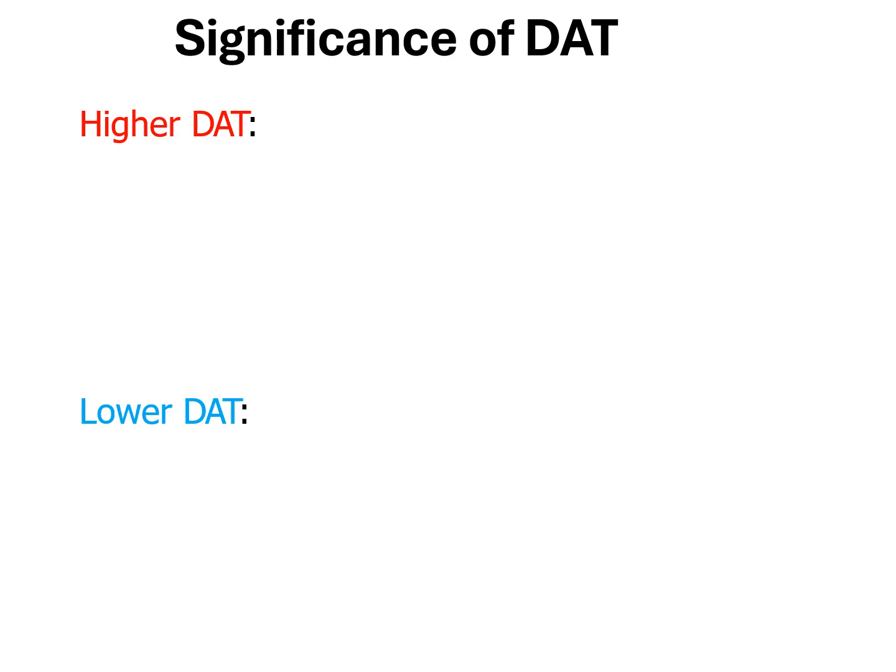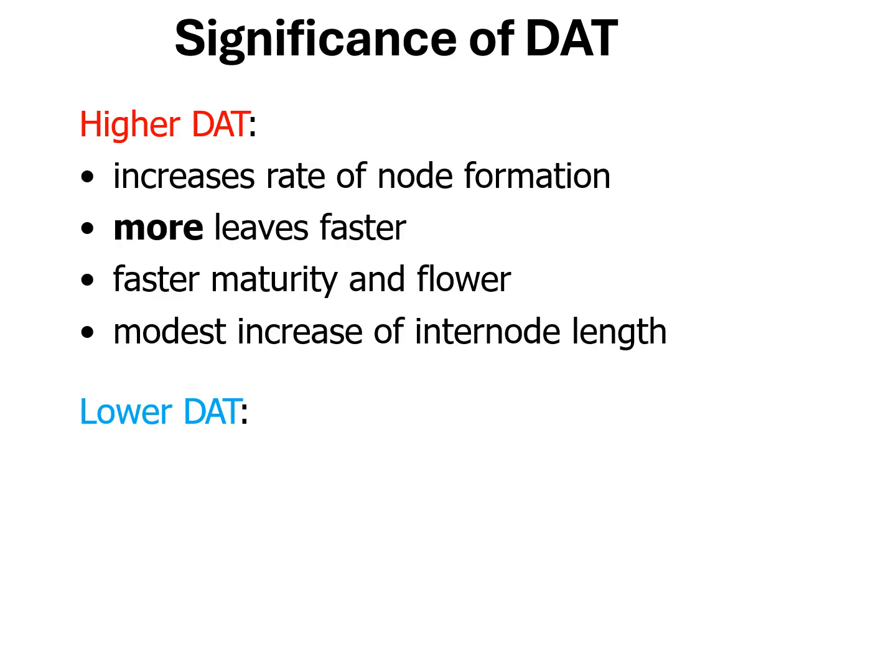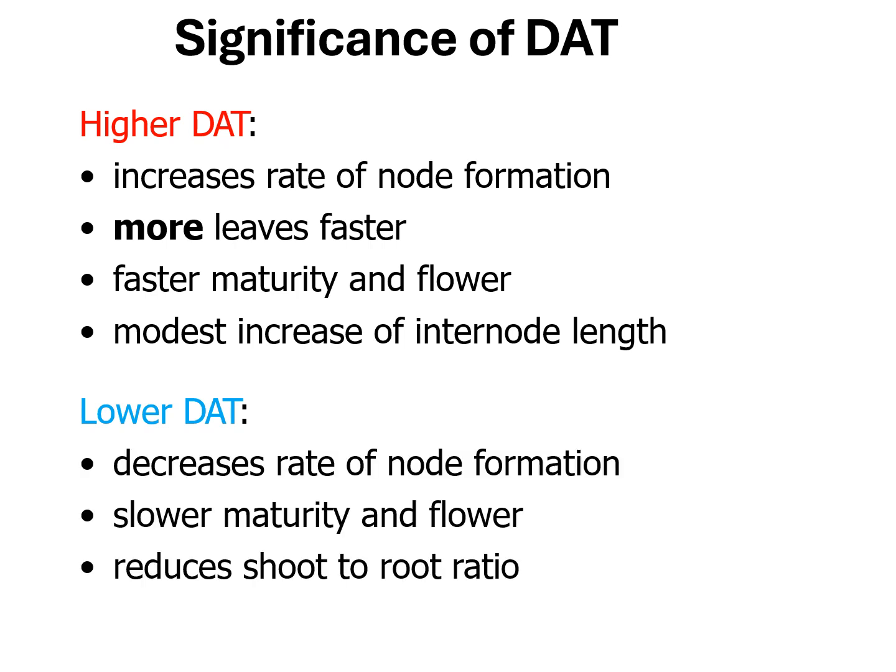What does it mean? Well, overall higher DAT, we have more rapid node formation, so that's branching and leaves. We get faster leaf growth. We mature more quickly. We flower quickly. And we typically have a modest increase in internode length, so a little stretching. With a lower DAT, obviously things are slower, so you get slower branching. We get slower maturing, slower flowering. And we have a reduced shoot to root ratio.